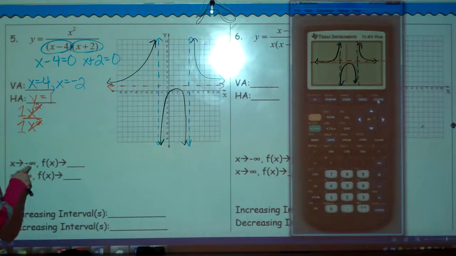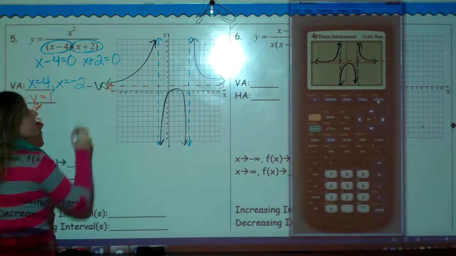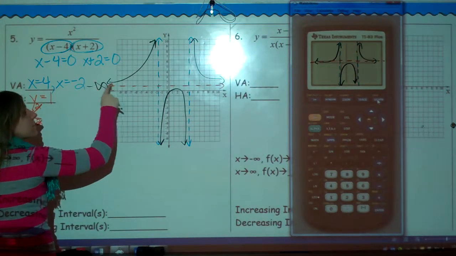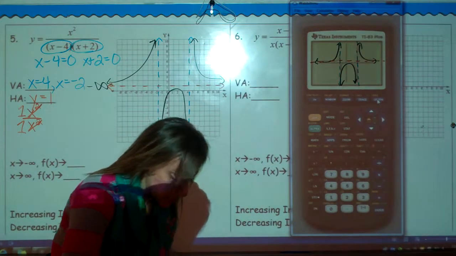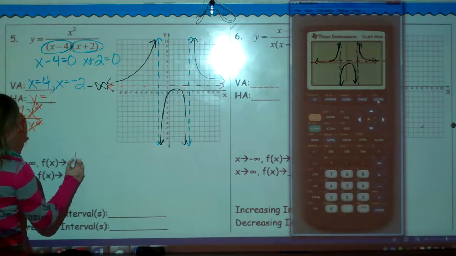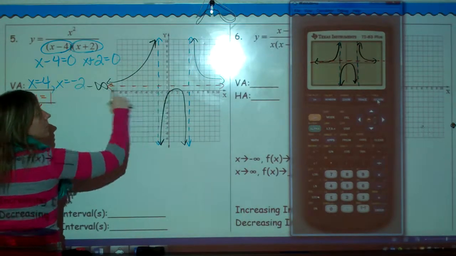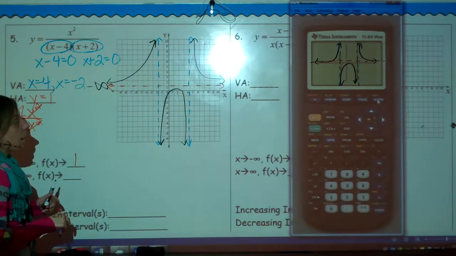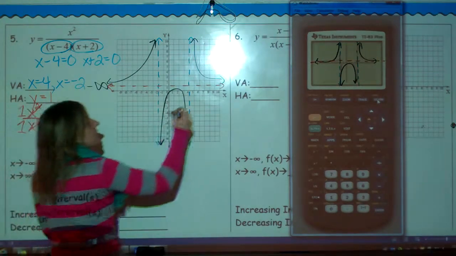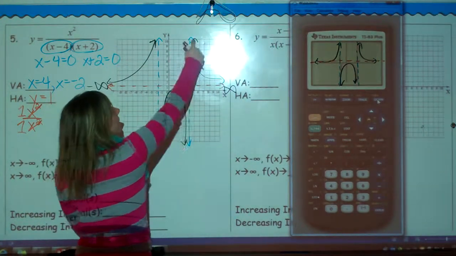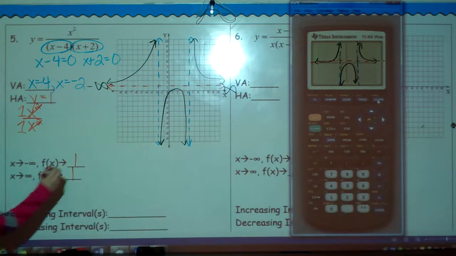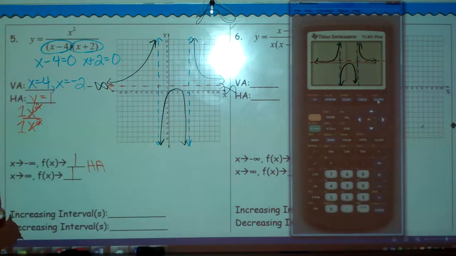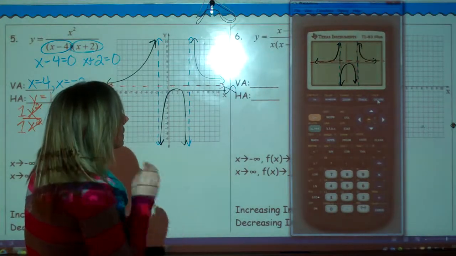Now, as we go off to the left, it's still the same idea. As this goes off to the left, it's still approaching that horizontal asymptote, so it is still 1, because this is still coming close to that dotted line where y is 1. As it goes off to the right, it's still going to be the same thing. This curve is going to come super close to y equals 1. So that's still the horizontal asymptote. That hasn't changed.